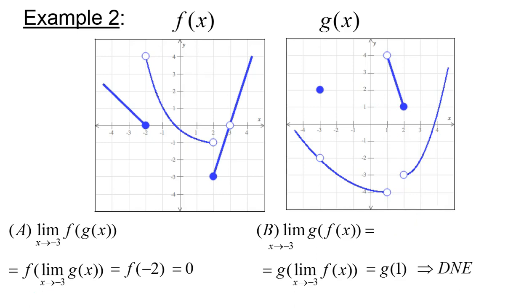So I know that limit composition is not commutative. Order does matter. So I hope this helps.